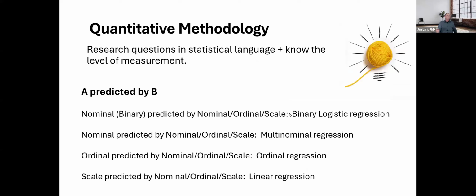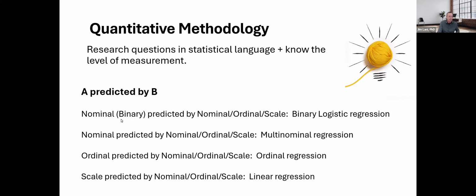All right, the third thing is predicted by. We're in regression land here. Basically, does B predict A? The A is what really matters: that outcome variable, the criterion variable, the dependent variable. There are a lot of names for A, but nevertheless, it's the outcome variable, and based on its level of measurement, that drives what analysis it is. So I'm going to lay out 4 ways of having that outcome variable.